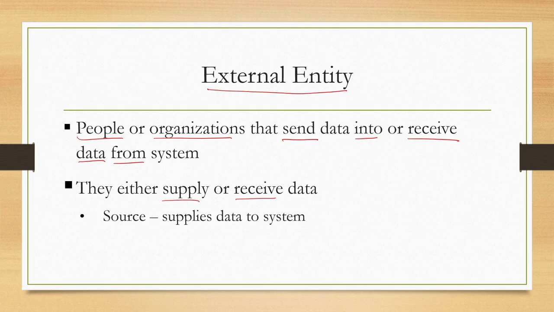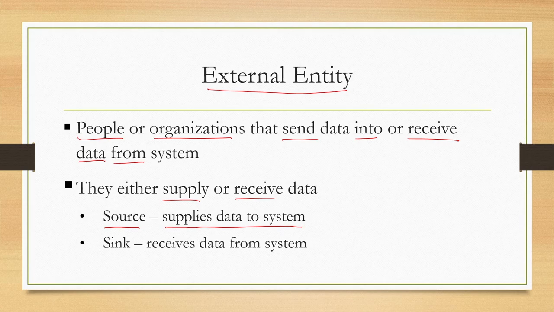If the external entity is a source, then as the name suggests, it supplies data to the system. In contrast, if the external entity is a sink, then that means it receives data from the system. So, external entities are people or organizations that are receiving or sending data to or from the system. When they receive data, they are called sinks. When they send data to the system, they are called sources.